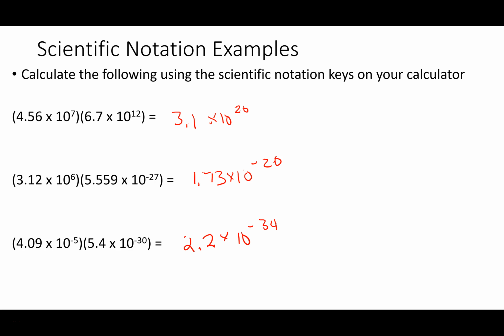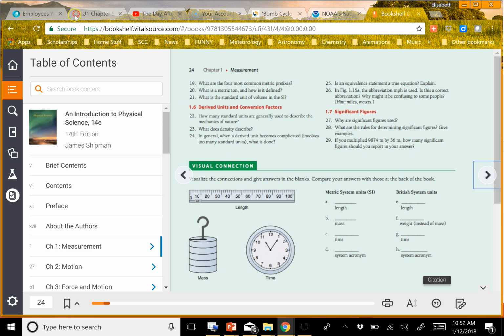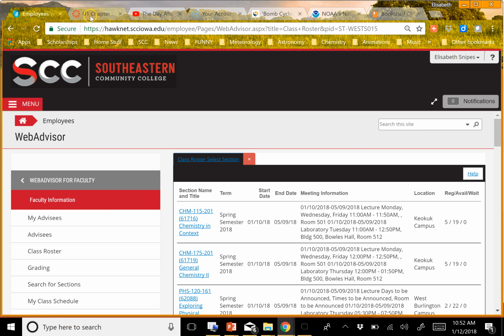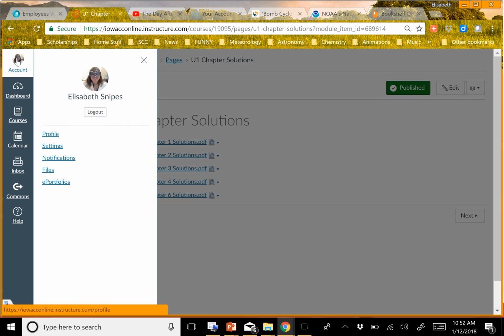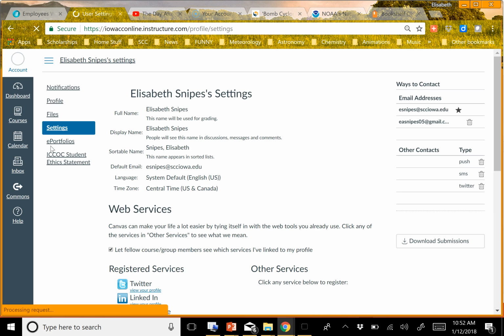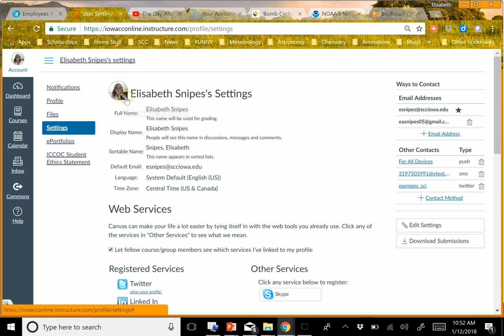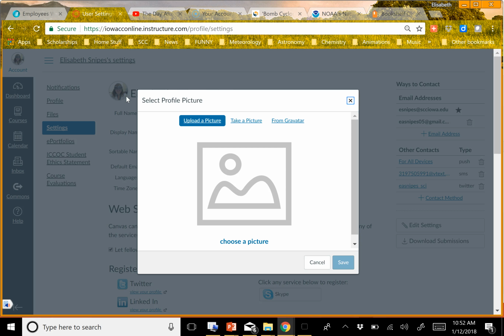To change the picture in Canvas, all you got to do, it's not very hard. See how my picture looks like that? All you got to do is go in accounts, and you can do it a couple different places, but if you go into settings, you hover over your picture, and you'll see a pencil. You click there, and that's how you change it.